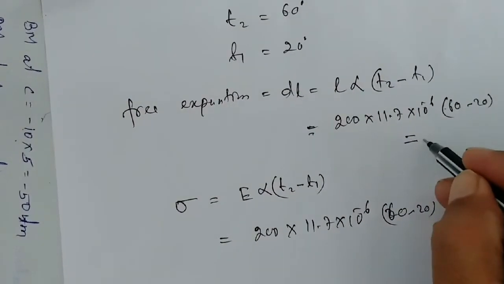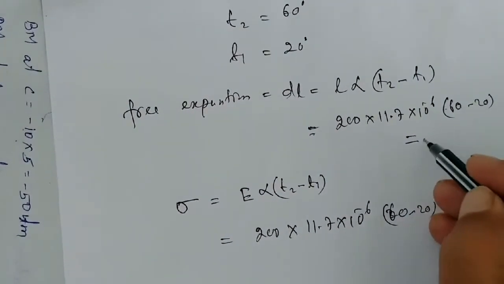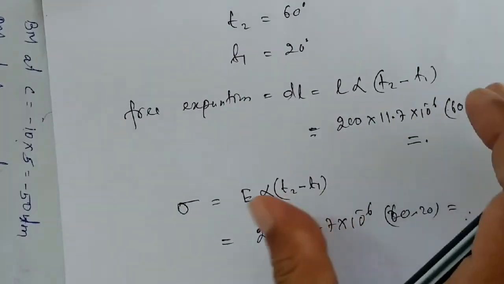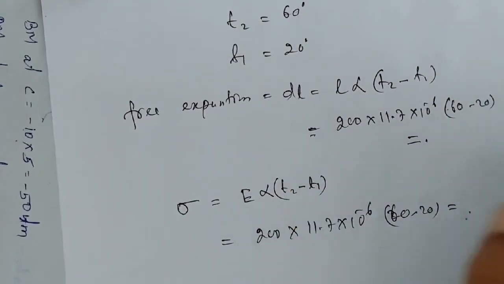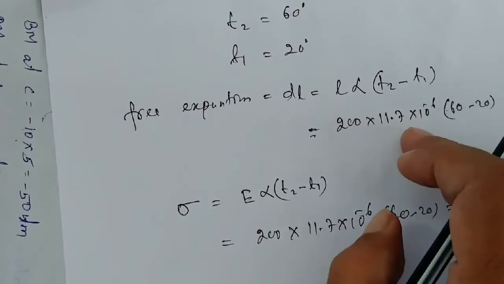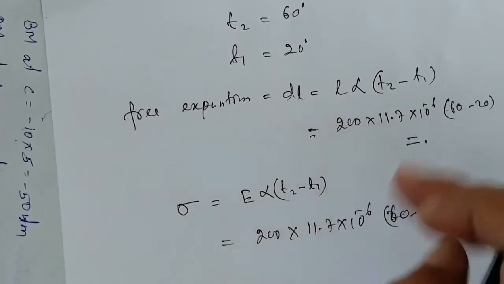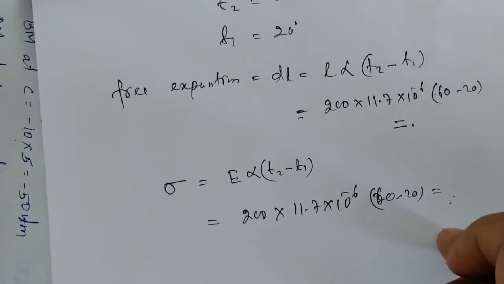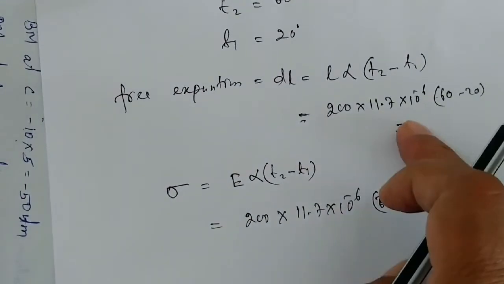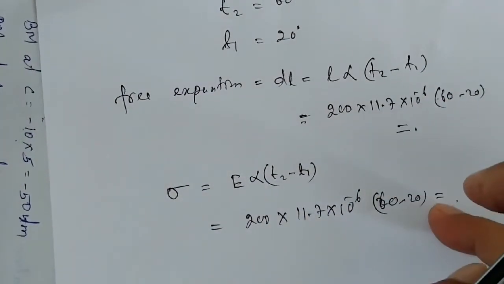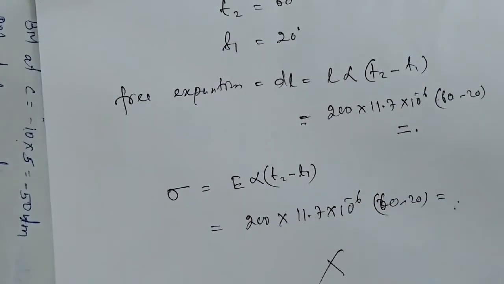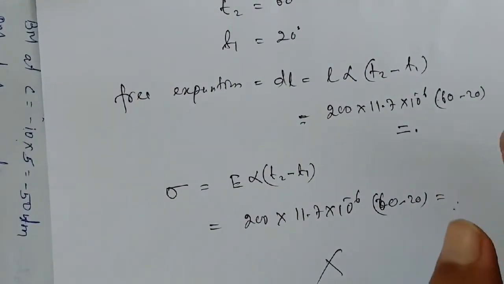This is the deformation when there is no stress, that means it is allowed to occur freely. And if this deformation is not allowed, completely prevented, then this much stress will be induced within the body. So when there is stress, there is no deformation. When there is deformation, there is no stress. This is what thermal stress is all about. Okay.